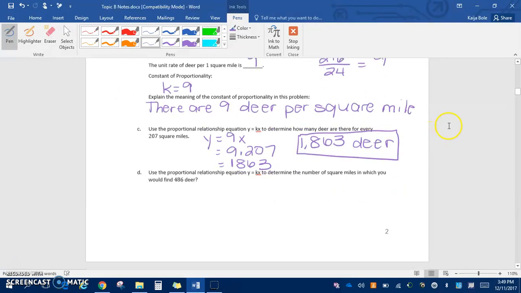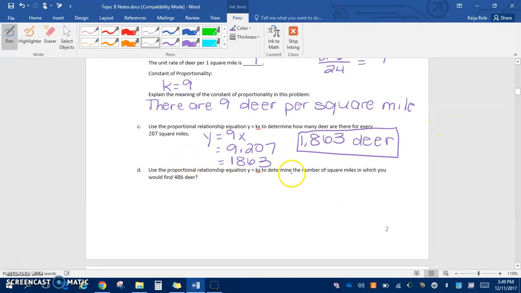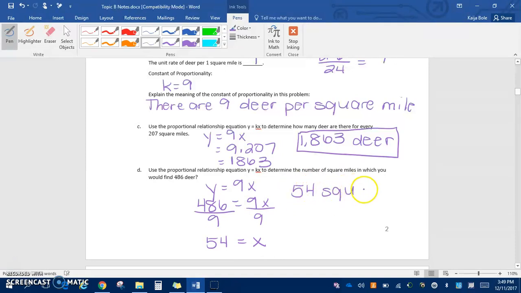And then part D is kind of similar. It says to use the equation to determine the number of square miles in which you would find 486 deer. So we're using y equals 9x, but now we know the number of deer, and we know based off our table that is y. So we have 486 equals 9x. We divide both sides by 9, and when you do that, you get 54 equals x. So our answer would be 54 square miles. Right?